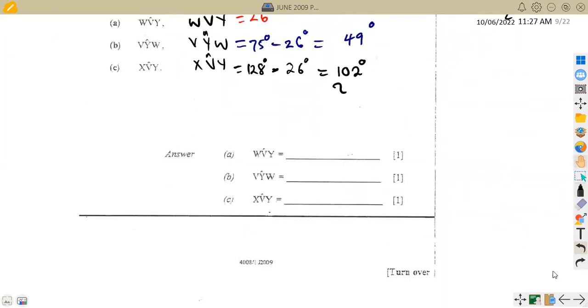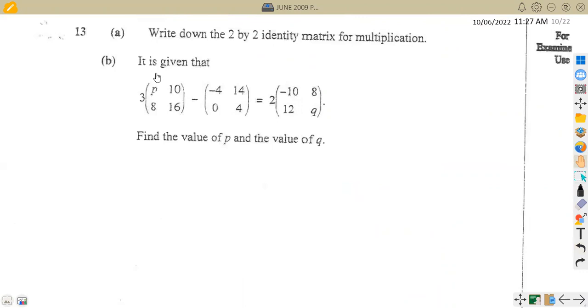All right, we're going to cross-check another part of the question, which is 13. Write down the 2 by 2 identity matrix. Guys, we're talking about just an identity matrix. You know that our identity matrix is referred to as I, which is 1, 0, 0, 1. So I just want to test you. Do you know your identity matrix? Anyways, that's our identity matrix.